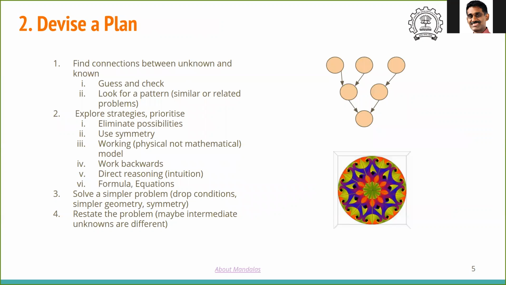Some of the connections may not even matter. You might first draw a diagram, but by experience, you know that some things will not matter. So eliminate those possibilities or use symmetry. If the problem is symmetrical, try to simplify the problem and solve a simpler problem. Suppose it is a complicated flow in a pipe. Can you make the pipe straight, and then solve it as though you're solving it in a cylinder?